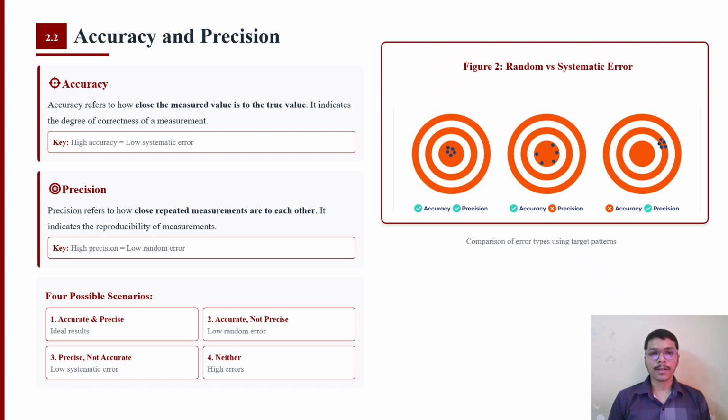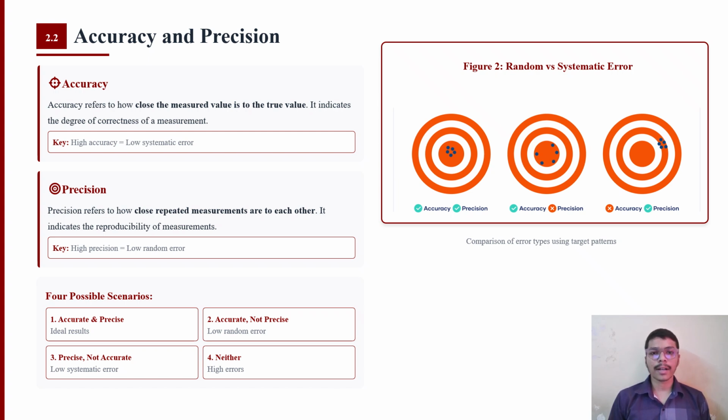Here, four cases we will explain. Accurate and precise: this is the condition where values are close to the true value and also close to each other. Accurate but not precise: the average value is correct but readings are scattered. Precise but not accurate: readings are close together but far from the true value. Neither accurate nor precise: readings are scattered and incorrect.